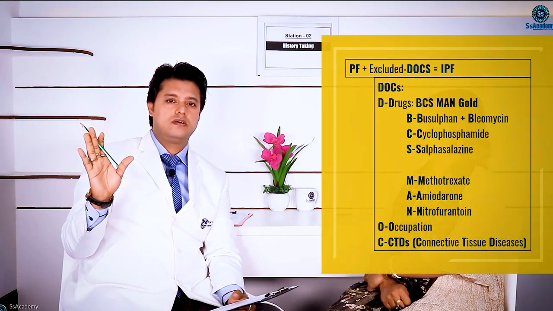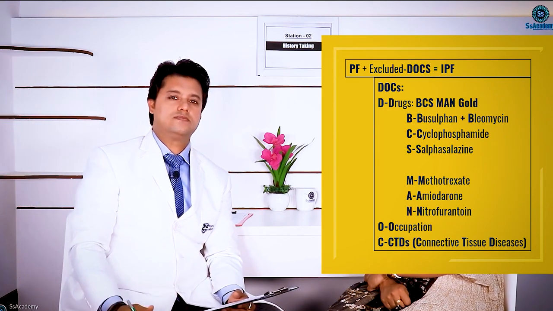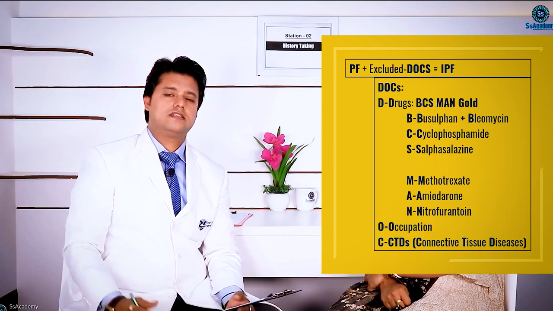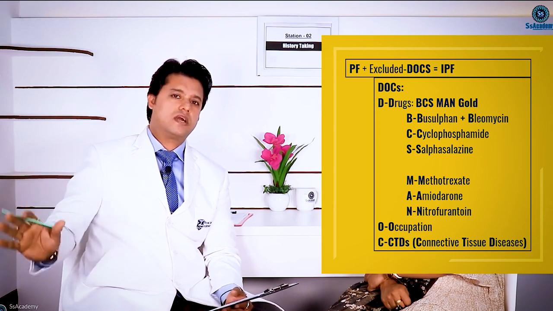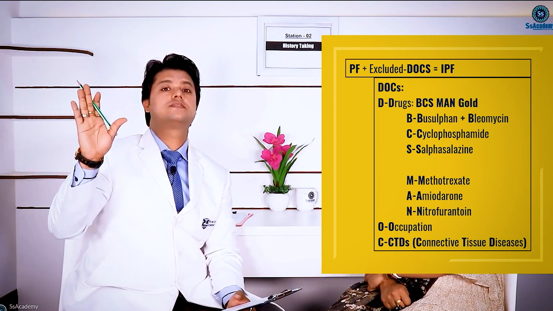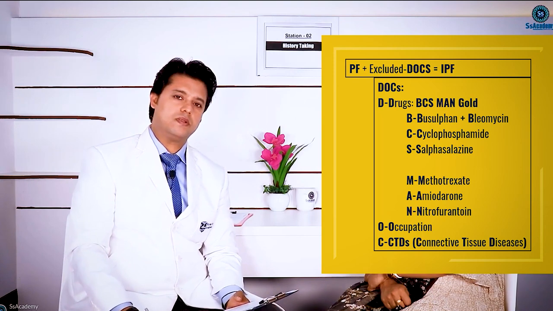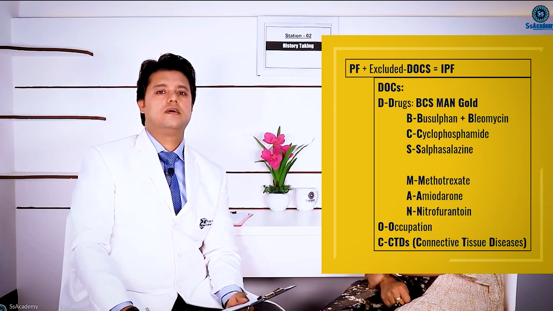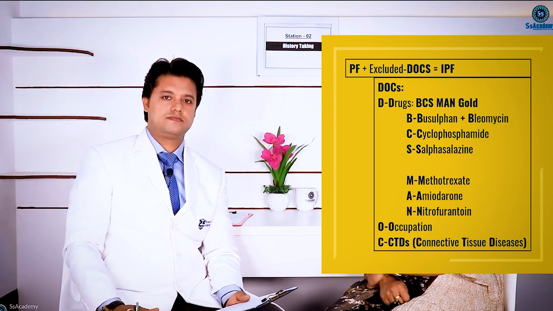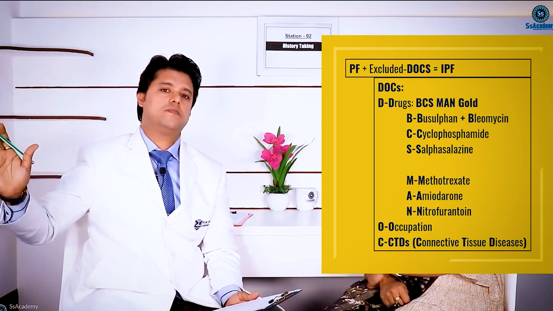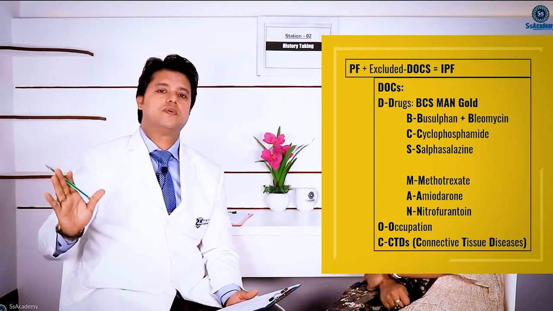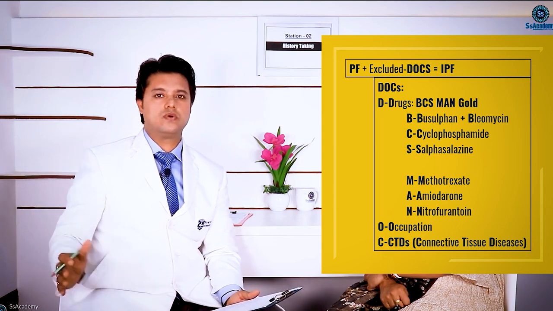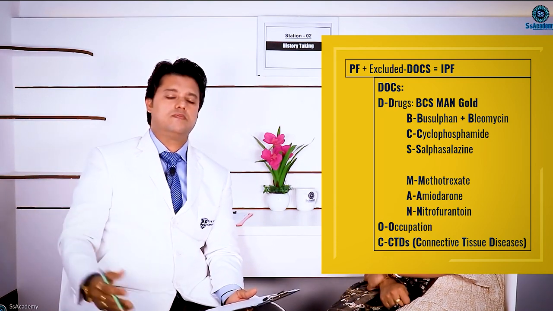Now, whenever you think about pulmonary fibrosis, you should think about the DOC, which should be excluded before diagnosing a case of cryptogenic fibrosing alveolitis, that is idiopathic pulmonary fibrosis. What does DOC really mean? D for drugs, O for occupation, and C for connective tissue disorders. And D for drugs, we already know that drugs are responsible for pulmonary fibrosis. There are the bundle packs, the BCS MAN gold: B for busulfan and bleomycin, C for cyclophosphamide, S for sulfasalazine. And the MAN bundle pack: M for methotrexate, A for azathioprine, and N for nitrofurantoin. And gold is gold. So these are the drugs causing pulmonary fibrosis.